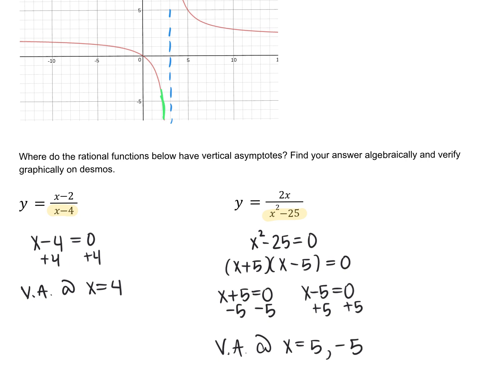You are allowed to have more than one vertical asymptote. You do not have to have just one. And it does affect kind of what the graph looks like. If you graph this, you're actually going to see 3 graphs because the vertical asymptotes are going to break it up on each side.